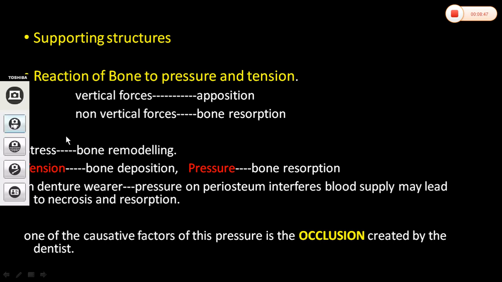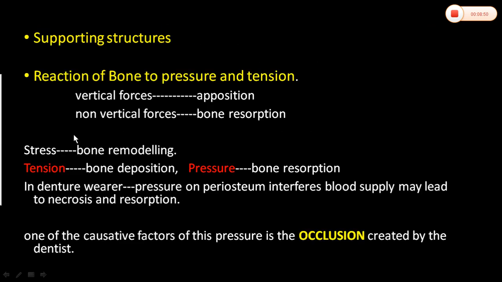So the stress on the bone leads to constant bone remodeling, which means bone deposition takes place as well as bone resorption. Now, stress on the bone can be tension type or pressure type. Tension type of stress leads to bone deposition. Pressure type of stress leads to bone resorption. Remember, tensional stress leads to bone deposition. If stress is of pressure type, it leads to bone resorption.